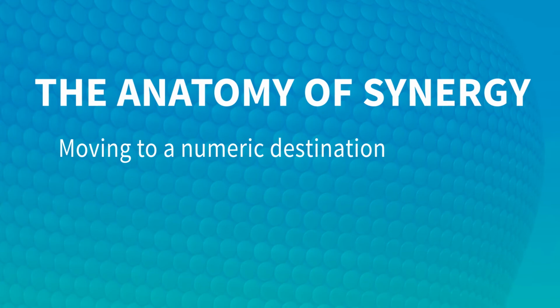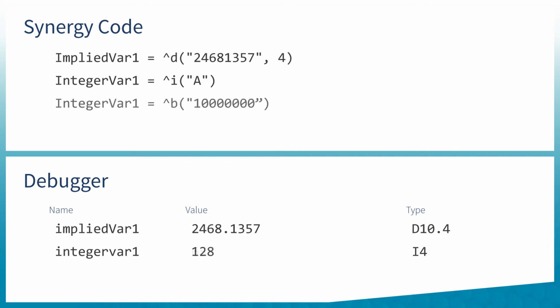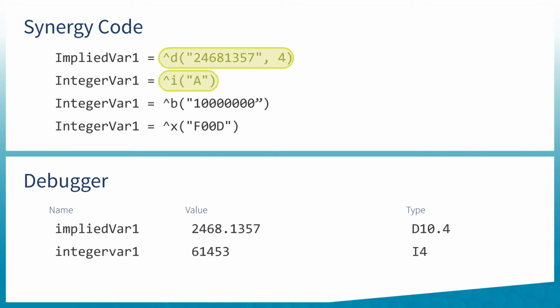Synergy also provides some other ways to assign a string value to a numeric destination. For example, the ^d function casts data as a decimal or implied decimal value, and optionally allows you to specify the precision. ^i accesses data as an integer and can allow you to get the integer value of an ASCII character. ^b can convert a binary string of ones and zeros into an equivalent integer. And ^x can do the same for a hexadecimal string. Note that ^d and ^i don't make any changes to the data, but merely access it as a different data type.